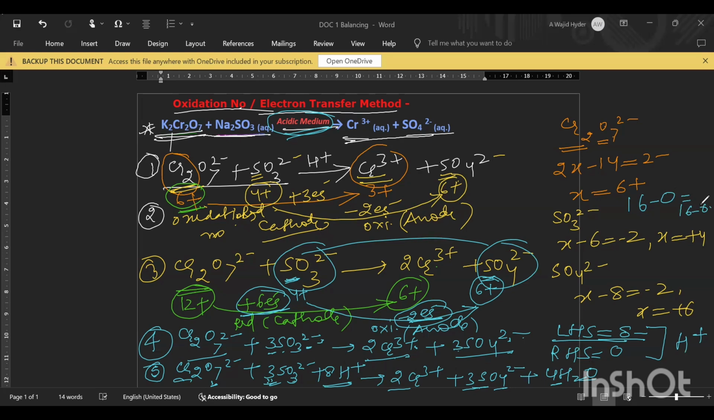One last very important point, as I have already said, ionic form will always be there in aqueous form. So whenever you are writing ions, you should mention the aqueous solution state, then only it will be correct, and you know water is liquid. So now this is the balanced chemical equation using the oxidation number or electron transfer method. So Cr2O7 2 minus aqueous plus thrice SO3 2 minus aqueous plus 8H plus aqueous will be giving twice Cr3 plus aqueous plus thrice SO4 2 minus aqueous plus 4H2O.